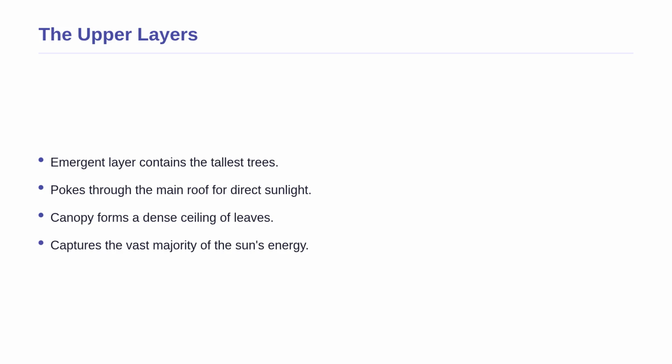Let us break down these specific layers, starting from the very top. The highest level is the emergent layer, which consists of the absolute tallest trees. These giants poke right through the main roof of the forest to reach direct, unfiltered sunlight. Just below them is the canopy. You can think of the canopy as a dense ceiling of leaves and branches. It acts like a massive solar panel, capturing the vast majority of the sun's energy before it can reach the layers below.